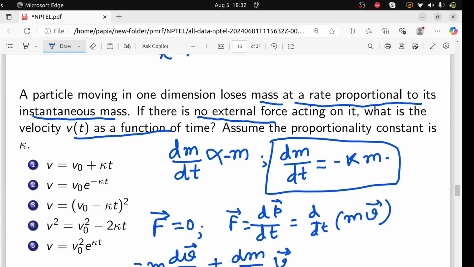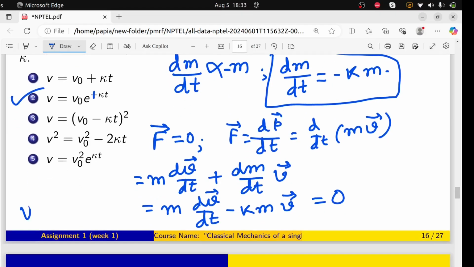Actually, in the question it should be a plus sign, because it is saying that it loses its mass. If it gained mass, then it would be a plus km. But as it loses its mass at a rate proportional to its instantaneous mass, v equals v0 e to the power kt. Okay, so this is the final answer. Our v will be v0 e to the power k into t.